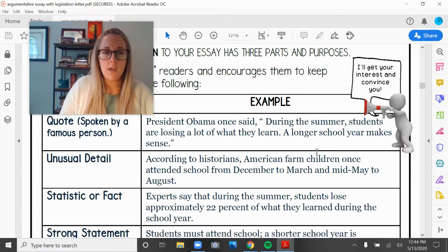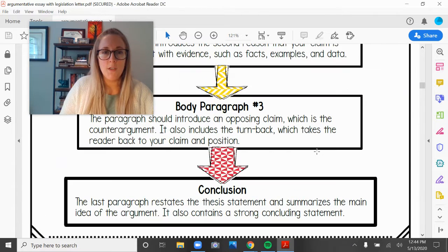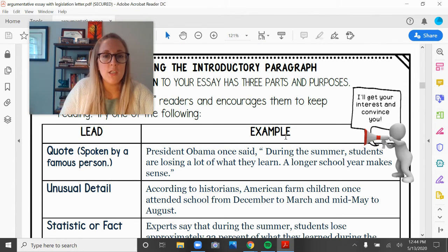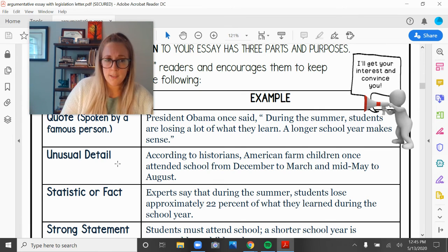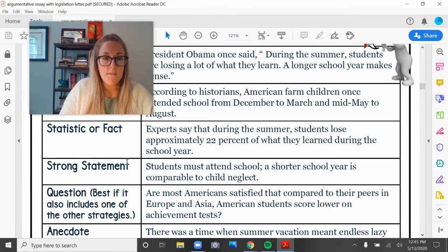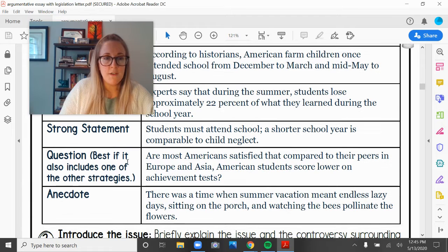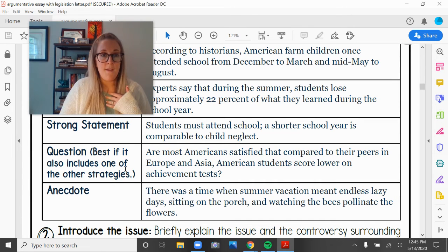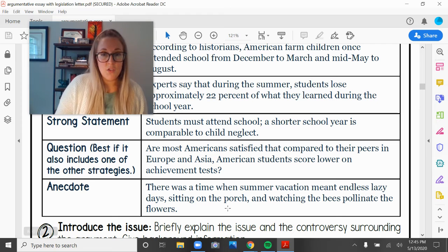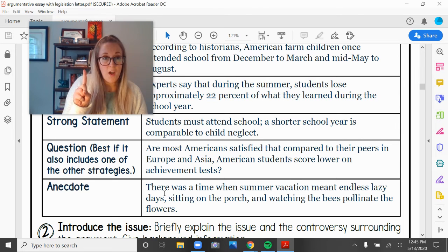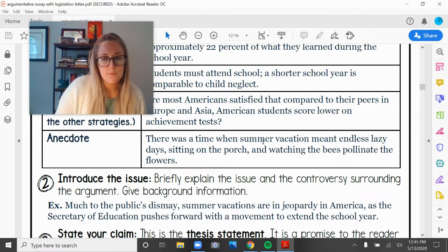So here we have some examples of how to start your essay, how to hook your reader, just like we've talked about for other things. You can use a quote from a famous person. You can use an unusual detail to get people really perplexed and curious. A statistic or a fact. You can use a strong, powerful statement, a question, which is one of my favorite ways to start writing, or an anecdote, which is a short, very brief story. Notice that this story is just 1 sentence setting the tone.